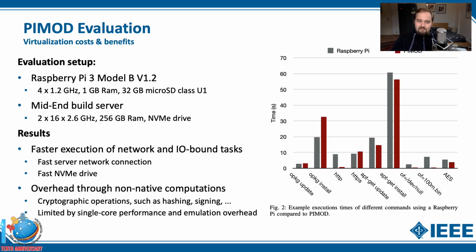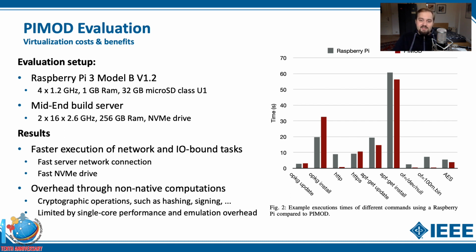In terms of costs and benefits, virtualization, of course, is an overhead, but we evaluated that, and I want to present that now. So we compared a Raspberry Pi 3 Model B against a mid-class build server. One has to say, of course, the RAM is a huge difference, and probably the network and the storage is also a big difference in terms of speed. And everything we did network-wise and I/O-bound was really faster on the build server, of course, because we have a fast server network connection. Remember, the Raspberry Pi is limited to 100 megabits. Also, the build server has a fast NVMe drive, resulting in insane write and read speeds, which we just cannot have on a Raspberry Pi with an SD card.